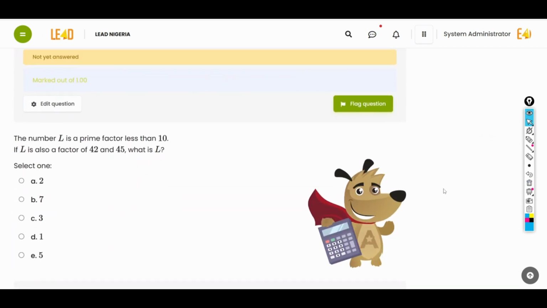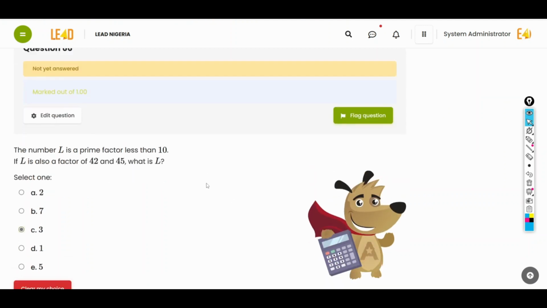Number L is a prime factor less than 10. The number L is also a factor of 42 and 45. What is L? For just the fact that it's a factor of 42 and 45, we already know that the answer is 3, because that's the only common factor of both of them. And it's a prime factor less than 10, so the answer is 3.